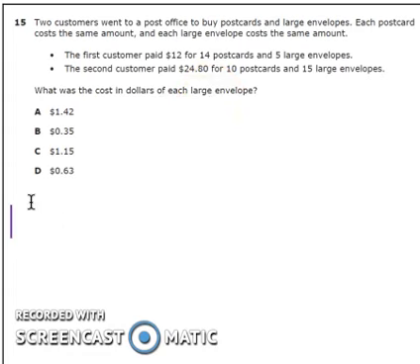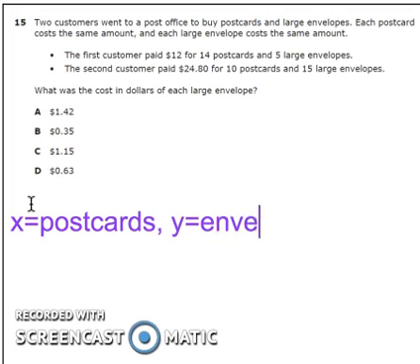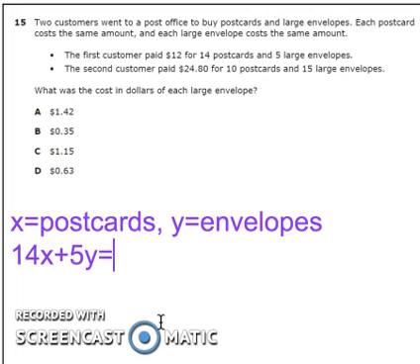So here I'm going to label what my variables are. I'm going to say that X is our postcards and Y is our envelopes. Okay, so when we write these equations, we're keeping in mind those variables. So in that first bullet point, I see that we paid $12. So my equation I'm about to write, I'm going to set equal to $12. I'm going to take the postcards, and I had 14 postcards, so 14x, and I add to that 5y, 5 envelopes, and I set that equal to the total that I paid, $12. So using that, try to write your second equation before I do.